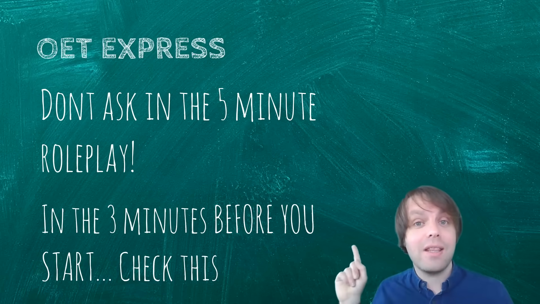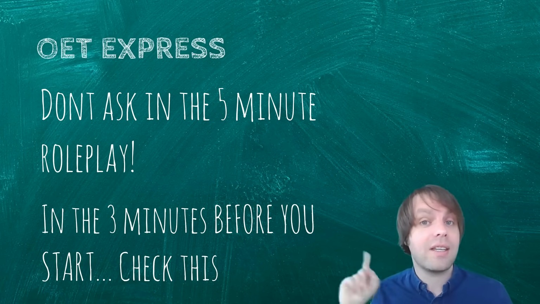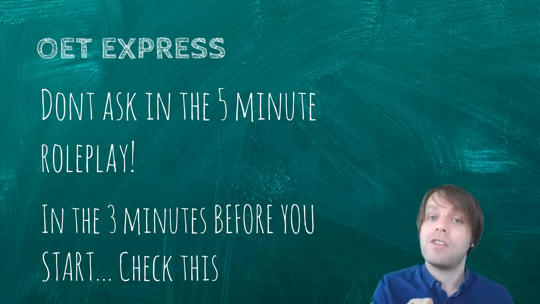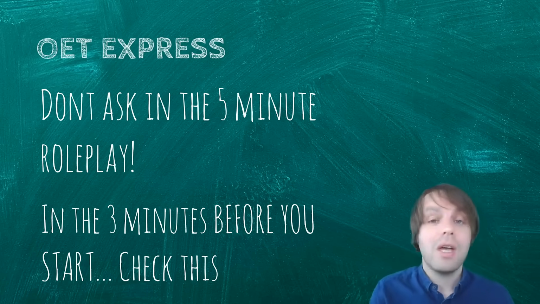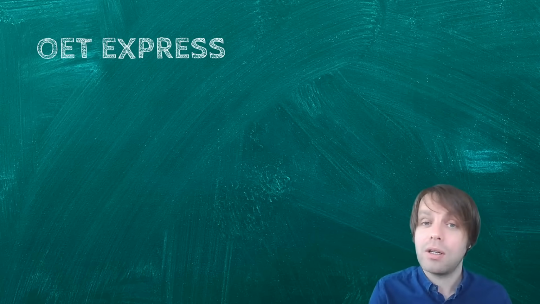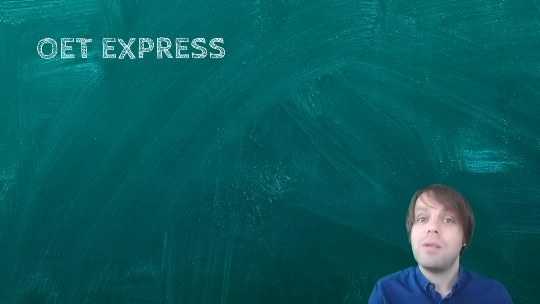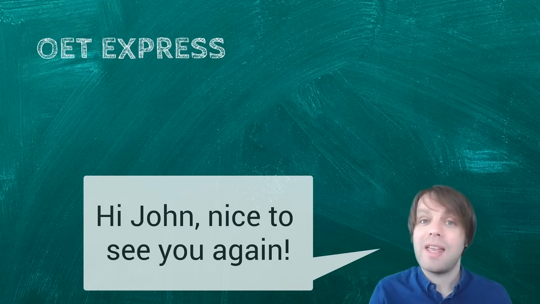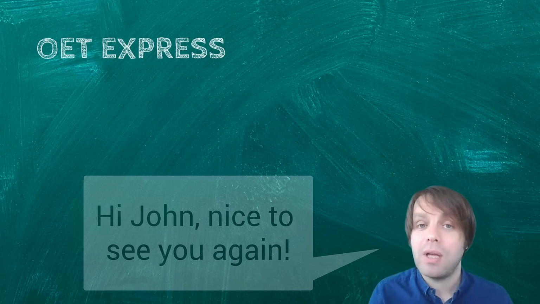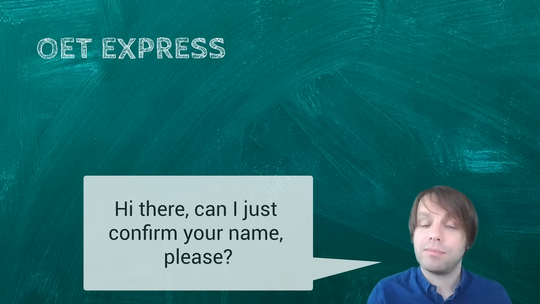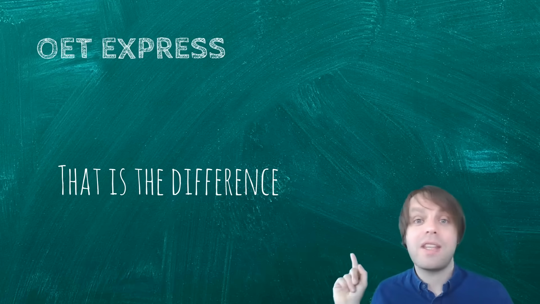What I mean here is in the 3 minutes before you start that dialogue, establish with the interlocutor, check with the interlocutor if you know them or if you don't, okay? Don't do it in the dialogue itself. The reason you're checking is because you can start the dialogue differently depending on if you know them or not. If you know them, you can say, hi John, nice to see you again. Something like that. Or hi John, please sit down. Okay? If you don't know them, you need to say, hi there, can I just confirm your name please? Right? So that's the difference, and that's why this is so important.